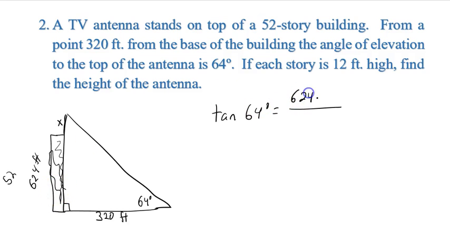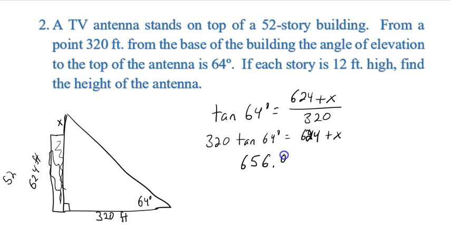So 624 plus x, and then the adjacent side is the 320. So I'm going to start by multiplying by 320, and that leaves me with 624 plus x. And you can type in, at this point, the 320 tangent 64 so that it's a little easier to work with. That'll give you 656.09.